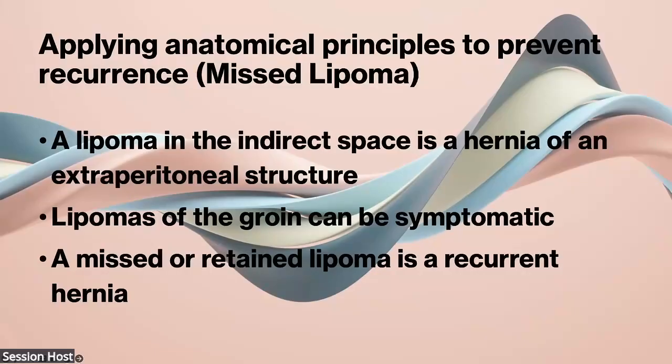How about lipomas? And this is controversial for some people, but not for me. A lipoma in the indirect space is a hernia of an extraperitoneal structure. As my Professor Nyhus taught us, it's just like the bladder. If a lipoma is in that space, it's a hernia, and don't call it anything else. Lipomas of the groin can be symptomatic or asymptomatic. A missed or retained lipoma is a recurrent hernia.